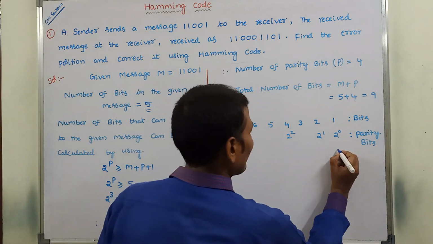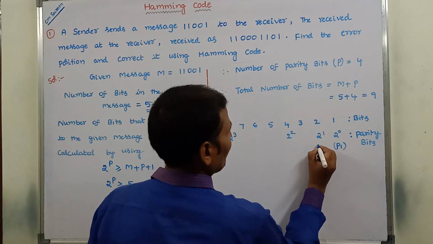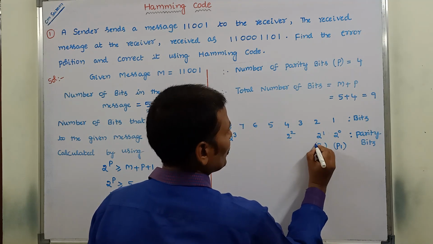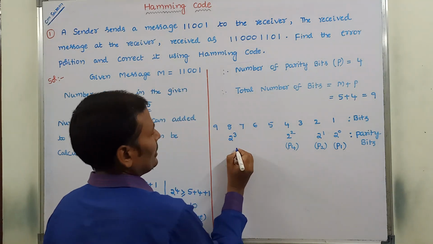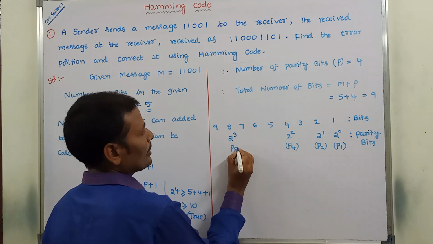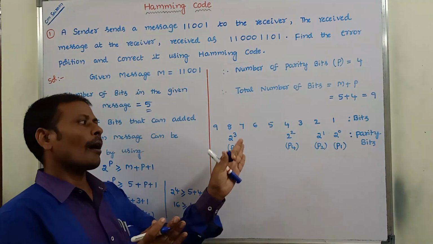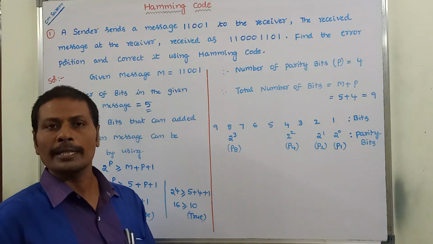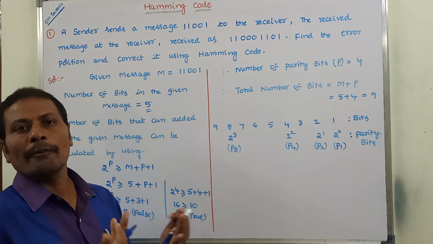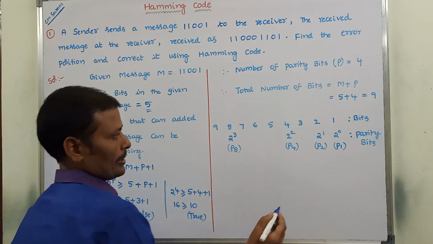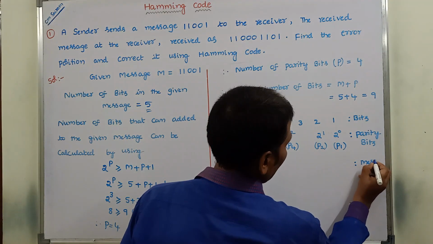So this is treated as P1. This is denoted as P2. This is denoted as P4. This is denoted as P8. Once the parity bits are located at powers of 2 positions, at the remaining places, we have to write the message bits.